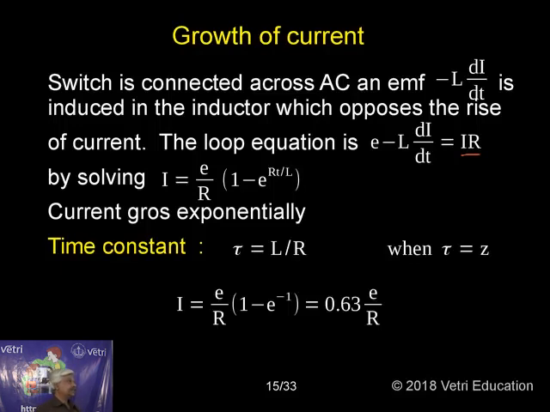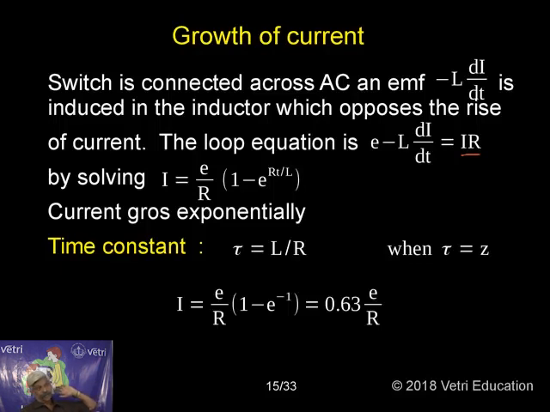By solving these two equations, E minus L dI by dt is equal to R I, so I is equal to E by R into 1 minus e power minus Rt by L. The current grows exponentially.